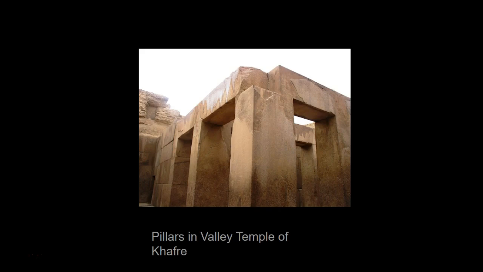Khafre's Valley Temple, located at the east end of the causeway leading from the pyramid's base, is beautifully preserved. It was constructed of megalithic, and that means very, very large blocks sheathed with granite and floors of polished white calcite. The statues' bases indicate that an additional 24 images of the pharaoh were originally located in this temple.